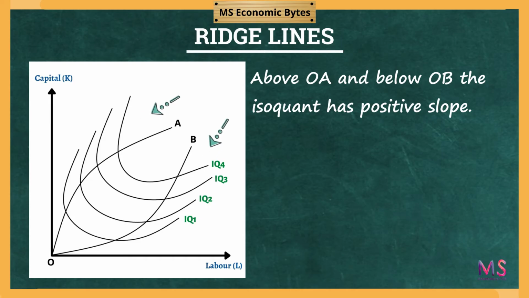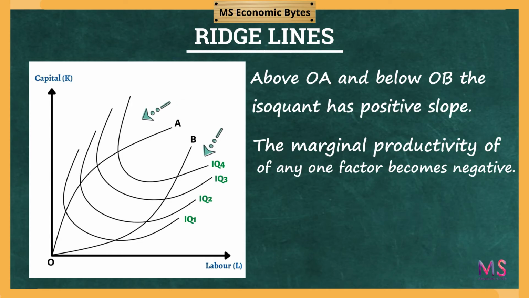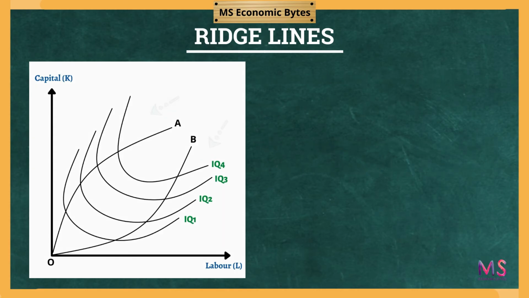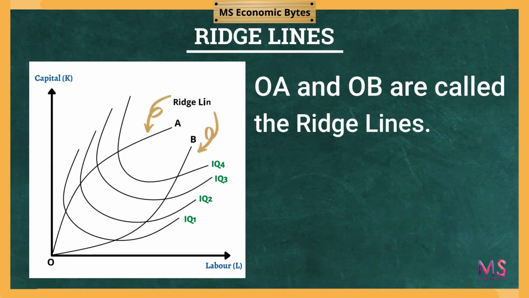In the positively sloping portion of isoquant, the marginal productivity of any one factor becomes negative. In the portion above OA, marginal productivity of capital is negative, whereas in the portion below OB, marginal productivity of labor is negative. These lines OA and OB are called the ridge lines.